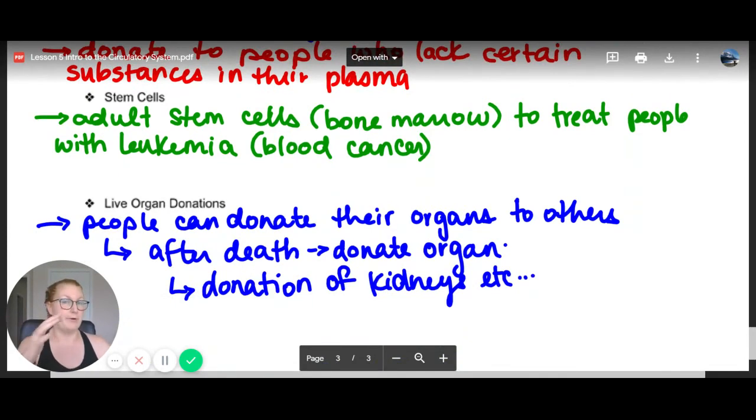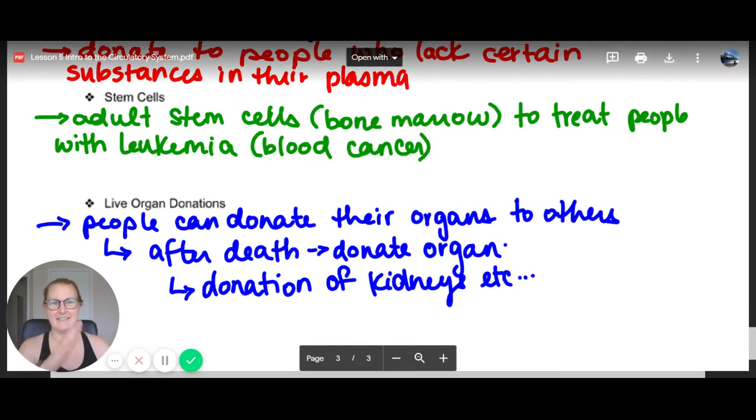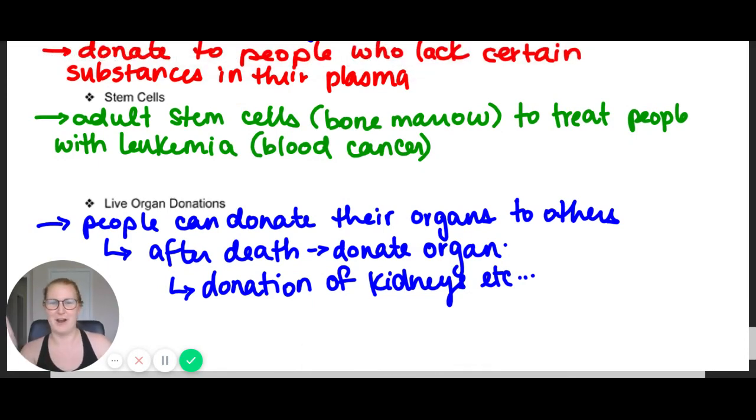Stem cells, you might have heard of stem cell donation. Speaking specifically about bone marrow, because that's the type of adult stem cells that we have after our days as embryos. So when we're no longer embryos, we still have some stem cells in our bone marrow. We can actually extract those cells and use them to treat people with leukemia. Because you might know that those bone marrow stem cells are actually precursor cells to blood cells.